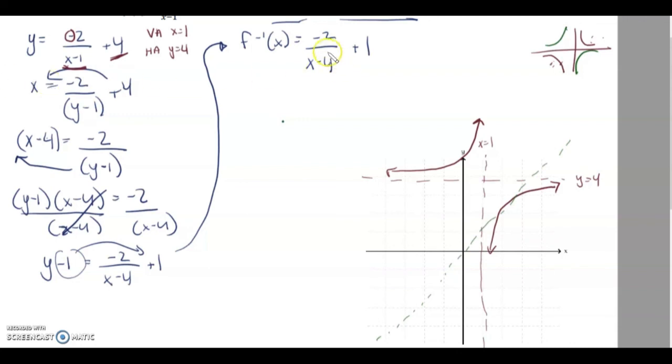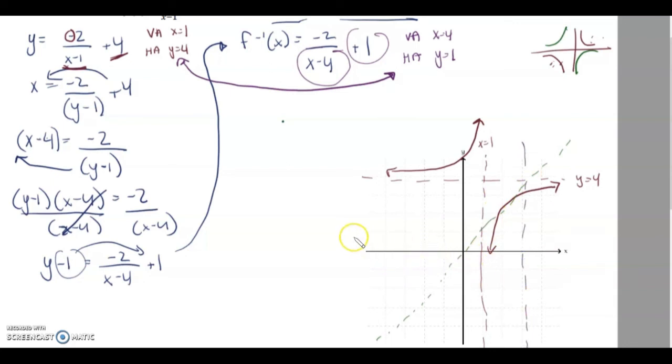So what we want to do now is take a look at our new equation. So our vertical asymptote this time is 4, x equals 4. Our horizontal asymptote this time is 1, y equals 1. But if you look at the xy, and then if you remember switching it to yx, the horizontal asymptote and the vertical asymptote also switch. So vertical asymptote is at 4, 1, 2, 3, 4. So let's graph here. Horizontal asymptote at 1. So this is y equals 1, x equals 4, and there's still that reflection, so we are going to graph our inverse here.